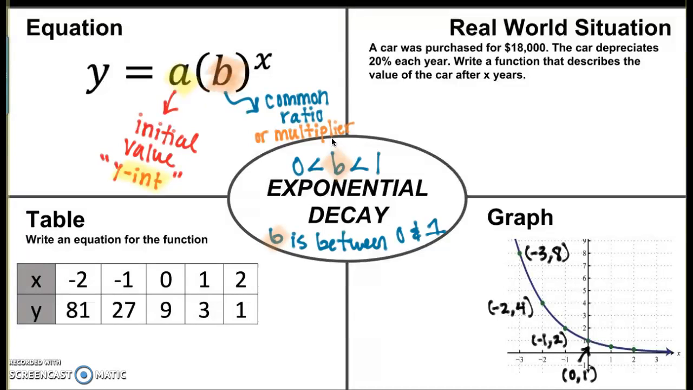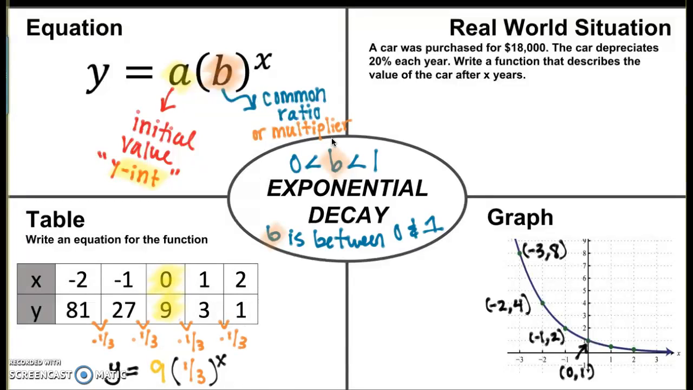So with the table, you should have noticed that each time you're multiplying by a third, and that is the common multiplier or the common ratio. That's the value of B. And my y-intercept here, whenever x is 0, is 9. So this equation, y equals 9 times 1/3 to the power of x, is my exponential decay equation for this table, because 1/3 is between 0 and 1.